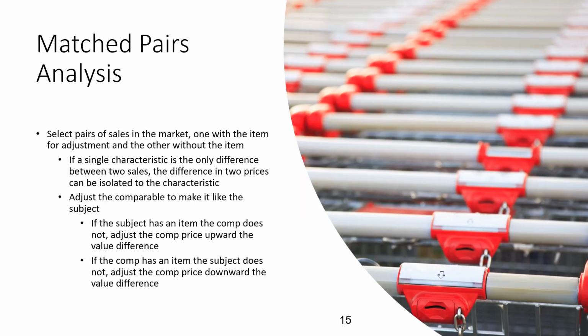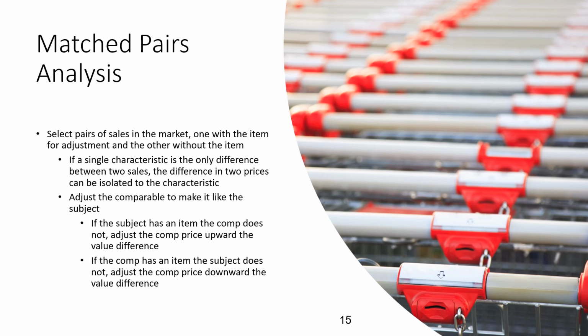Matched pairs analysis. Select pairs of cells in the market, one with the item for adjustment and the other without the item. If a single characteristic is the only difference between two cells, the difference in the two prices can be isolated to the characteristic.